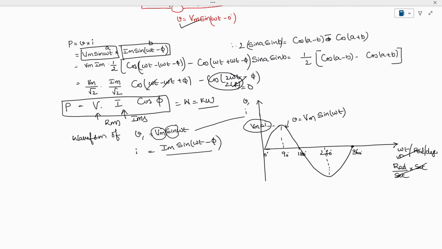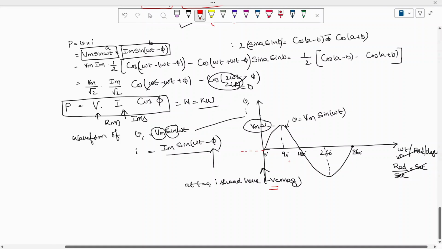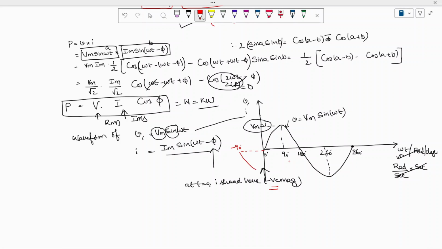So you see here, this minus phi indicates that at t equal to 0, current i should have a negative magnitude, then only we will get this minus phi. So this is that instant. In order to differentiate it, I am going to draw it in red color. It should have a negative magnitude. Let us assume that it starts at minus 90 here, and the waveform goes and reaches 90. These are the 2 points.